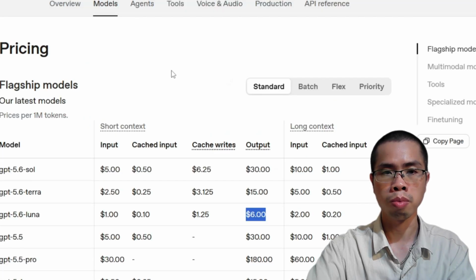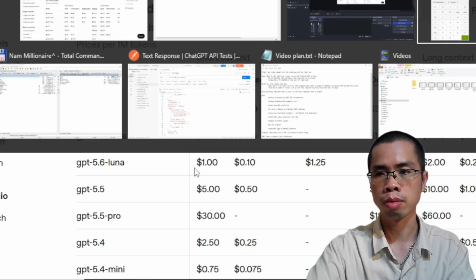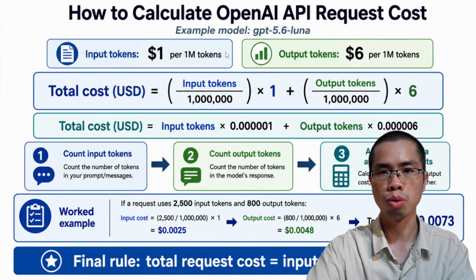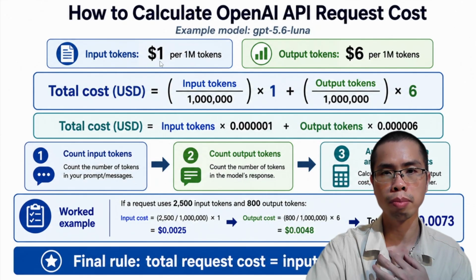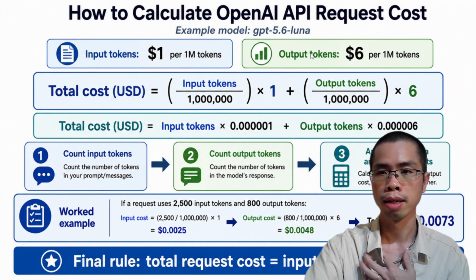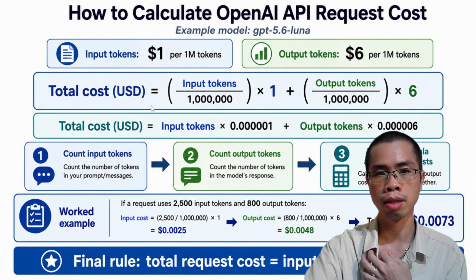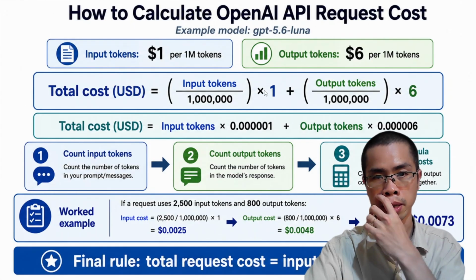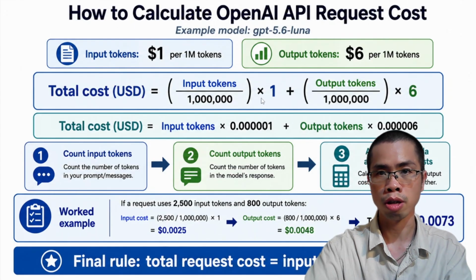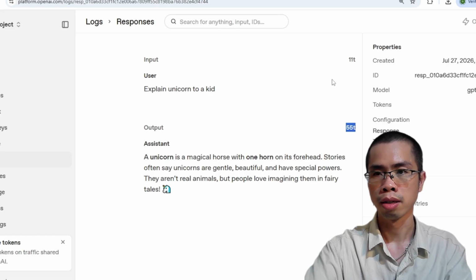And as per this pricing table, I'm using the model shown here. The cost for this model: the cost per 1 million input tokens is 1 USD, and the cost per 1 million output tokens is 6 USD. So this is the formula for the total cost of the request.